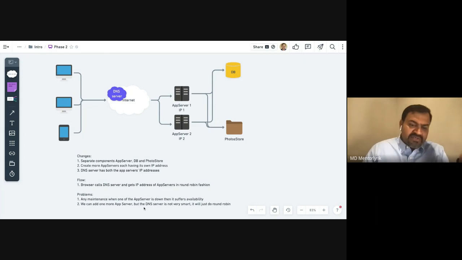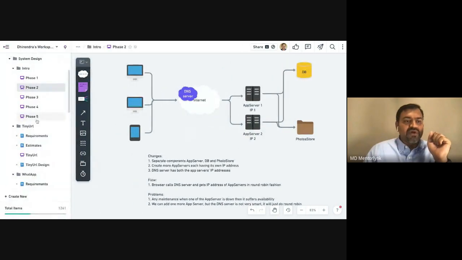So we can add more app servers, but the DNS server is not very smart, it will do round robin only, right? So that is a problem. If a server has crashed, or it's slow or overloaded, or we are doing any maintenance, the DNS server will still route the request to it, right? So it's not very smart. So we need a better DNS server or some system here which can be a little more intelligent. Okay, so let's see what we can do next.